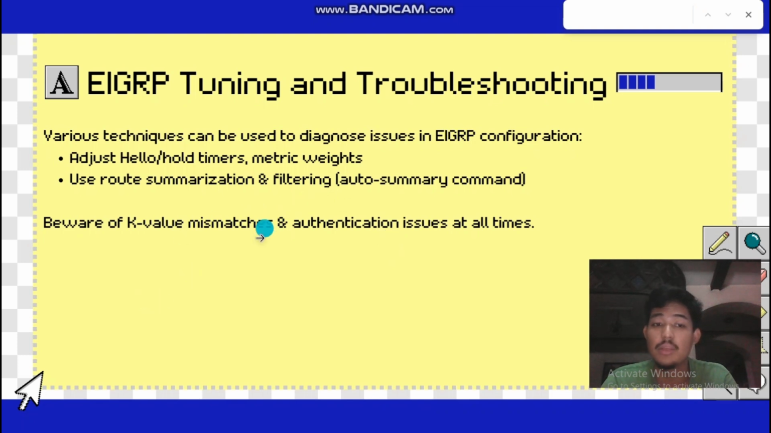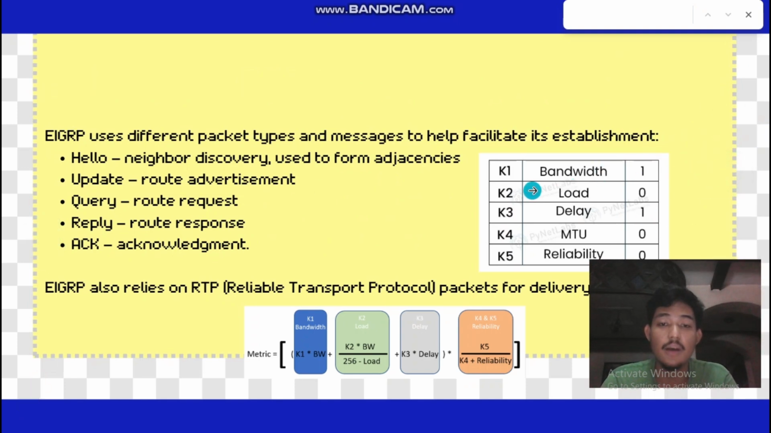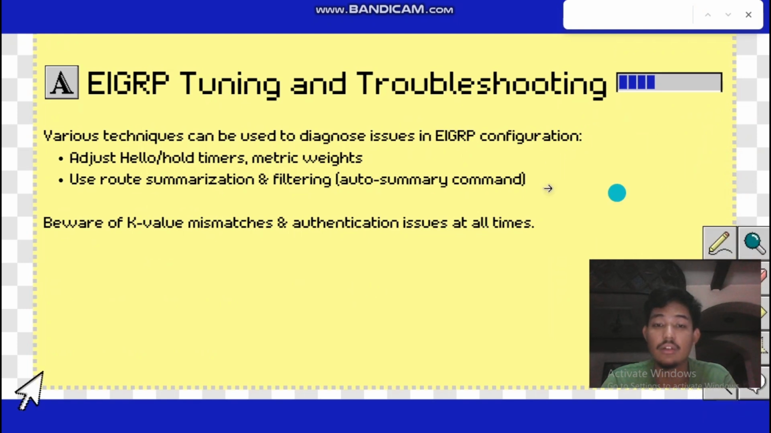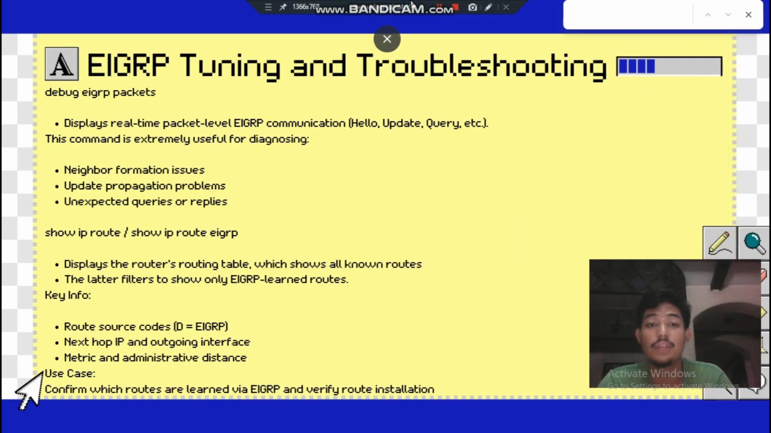We must still be aware of them, and that means that even though I did say that these are the corresponding K values provided over here, they may change depending on the situation. So be wary of any corresponding changes. But now we move on to EIGRP tuning and troubleshooting.